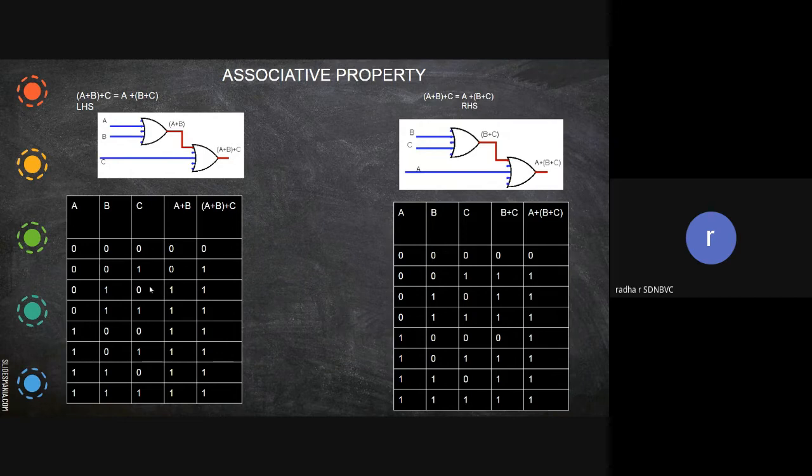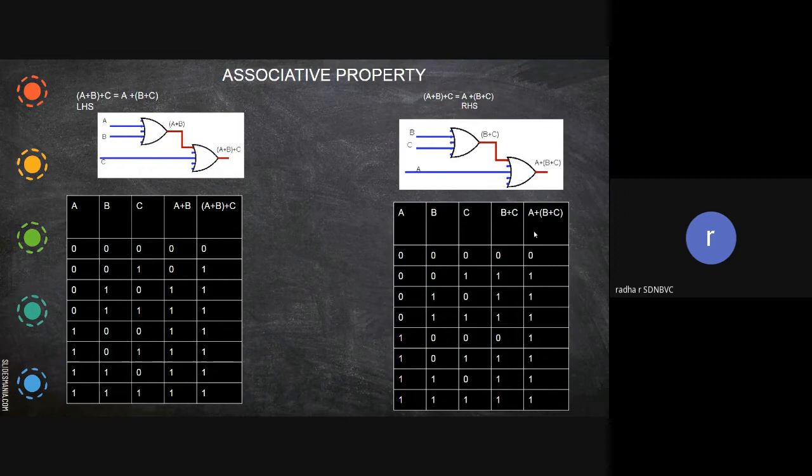You write these combinations. You know how to write this. Now we go to this A plus B, that is the left hand side. I'm explaining the left hand side now. So A plus B, you know that 0, 0, this is 1, 1, 1, 1, 1, 1. Okay, then plus C. With this, you add this 0, 1, 1, 1, 1, 1, 1, and 1. So this is your output.